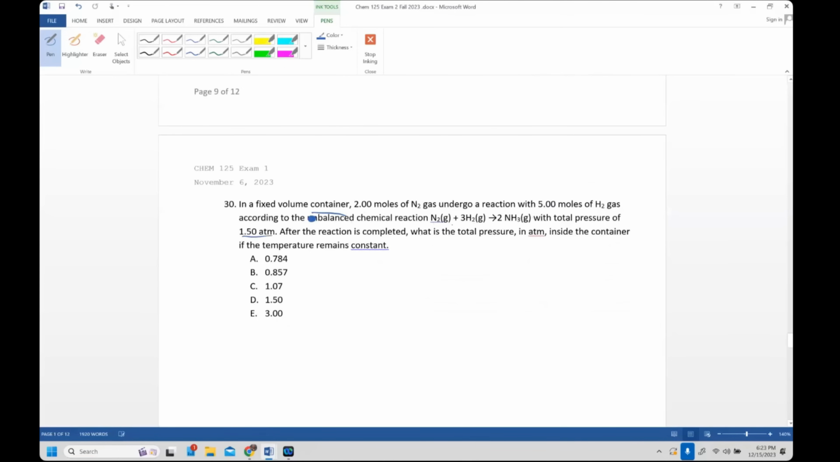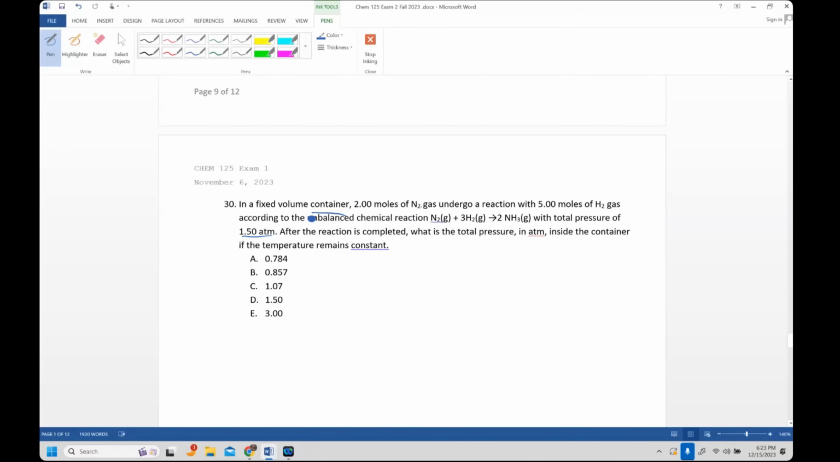So in this case, we have a reaction that has all gases, and it has a total pressure of 1.5 atm to start out with. And we're asked for what is the total pressure after the reaction is completed. So here's what we need to figure out. We need to go through another limiting reactant problem, find out how much is produced and how much of each gas is left over. Then we can figure out what is the total pressure of the new system.